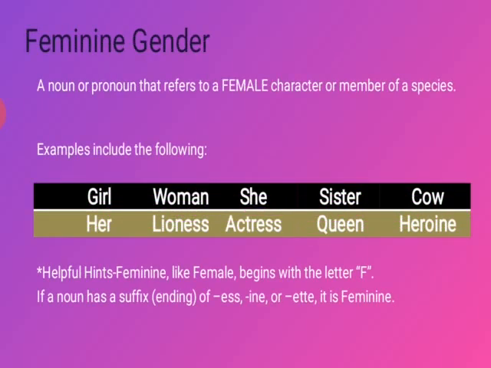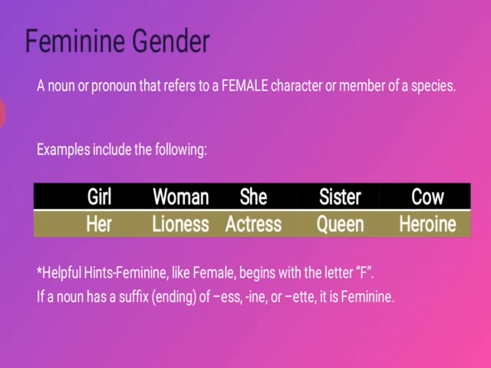Then there is feminine gender, a noun or a pronoun that refers to a female character or member of a species. The examples are girl, woman, she, sister, cow, her, lioness, actress, queen, and heroine. And again the helpful hint: feminine, like female, begins with the letter F. Masculine, like male, begins with M, and feminine, like female, begins with F.